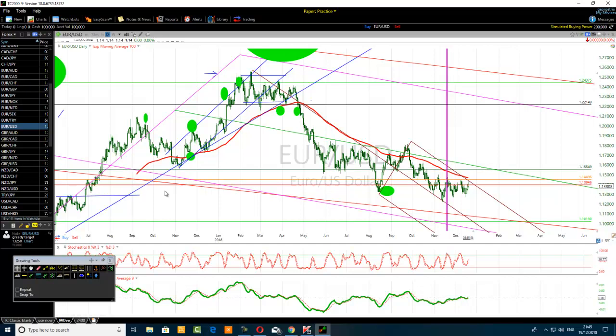We can apply it in a declining channel. We can apply it along a bearish trend line. We can apply it along horizontal key levels.